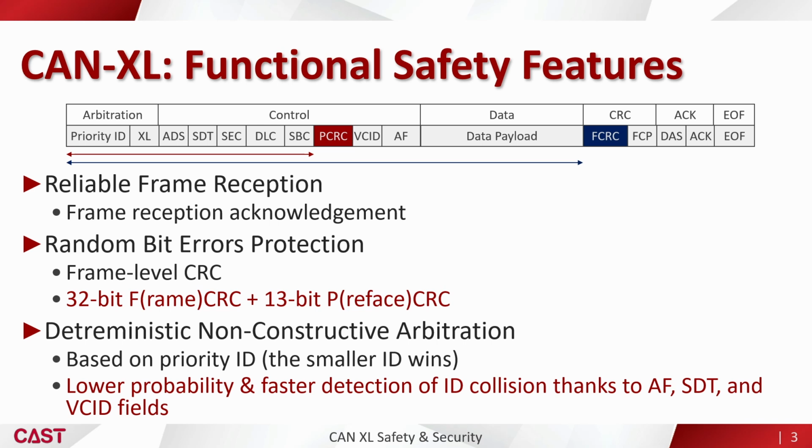This allows errors that occur early in the frame to be detected before the entire payload has been received. Third, deterministic, non-destructive arbitration. As with previous versions, arbitration is based on a priority identifier, where the node transmitting the numerically lower ID wins bus access. CANxl enhances this mechanism with the 32-bit acceptance field, or AF, which provides additional classification bits and reduces the probability of ID collisions. The SDT and VCID fields, which appear earlier in the frame, further increase the likelihood of detecting collisions sooner, before significant bus time is wasted.